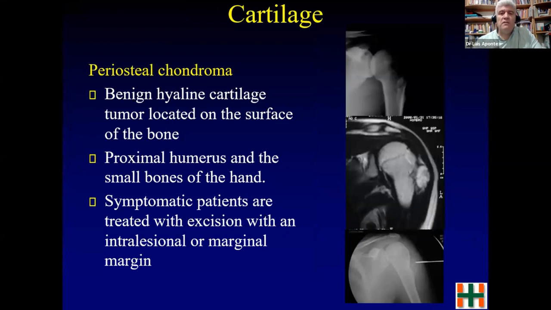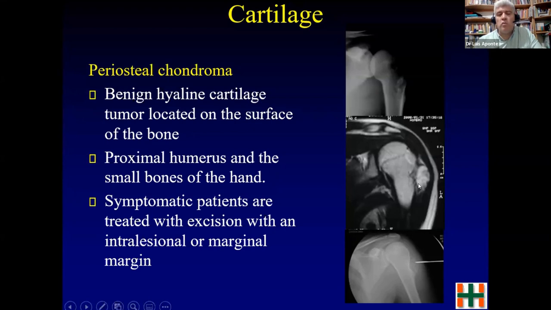This is a cartilage tumor. It's very strange. It's a chondroma, but it grows in the periosteum, and it's very common in the proximal humerus. It's very uncommon in the lower limb. So here you can see it's only cartilage. It grows in the cortex.